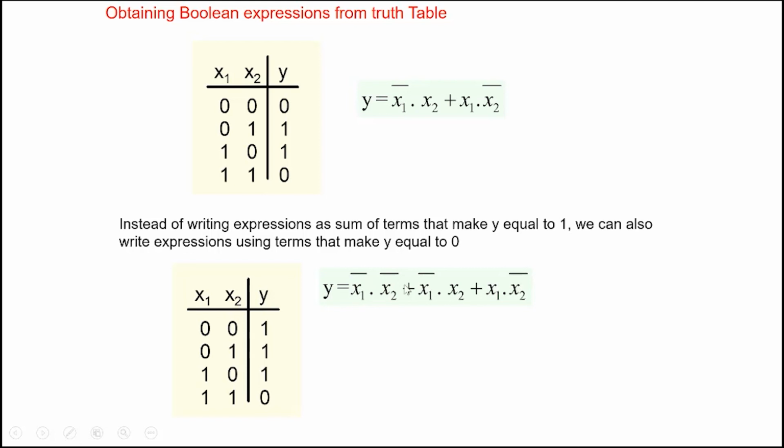y is 1 here, so you would write it as x1 bar dot x2 bar. y is 1 also here, so you write x1 bar dot x2. y is also 1 here, so you write it as x1 dot x2 bar. So y is the sum of all three. It looks like a complicated expression, right?